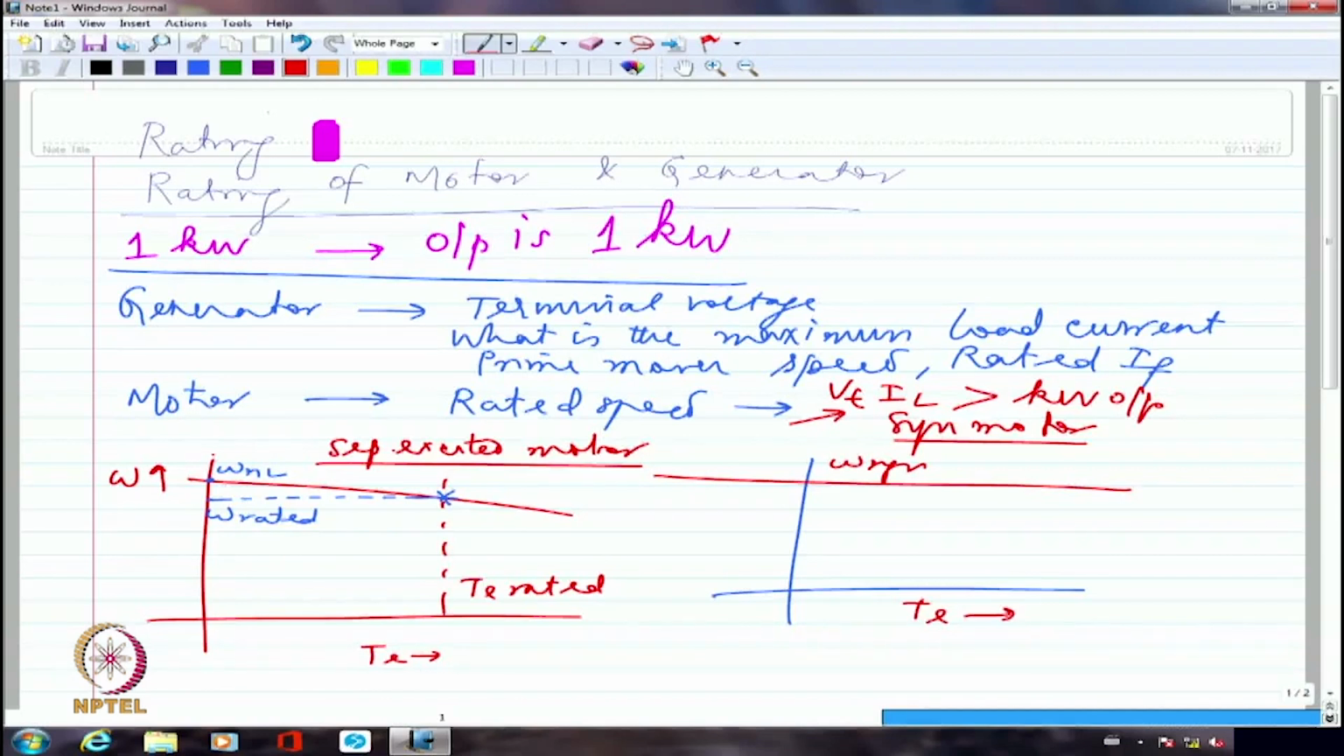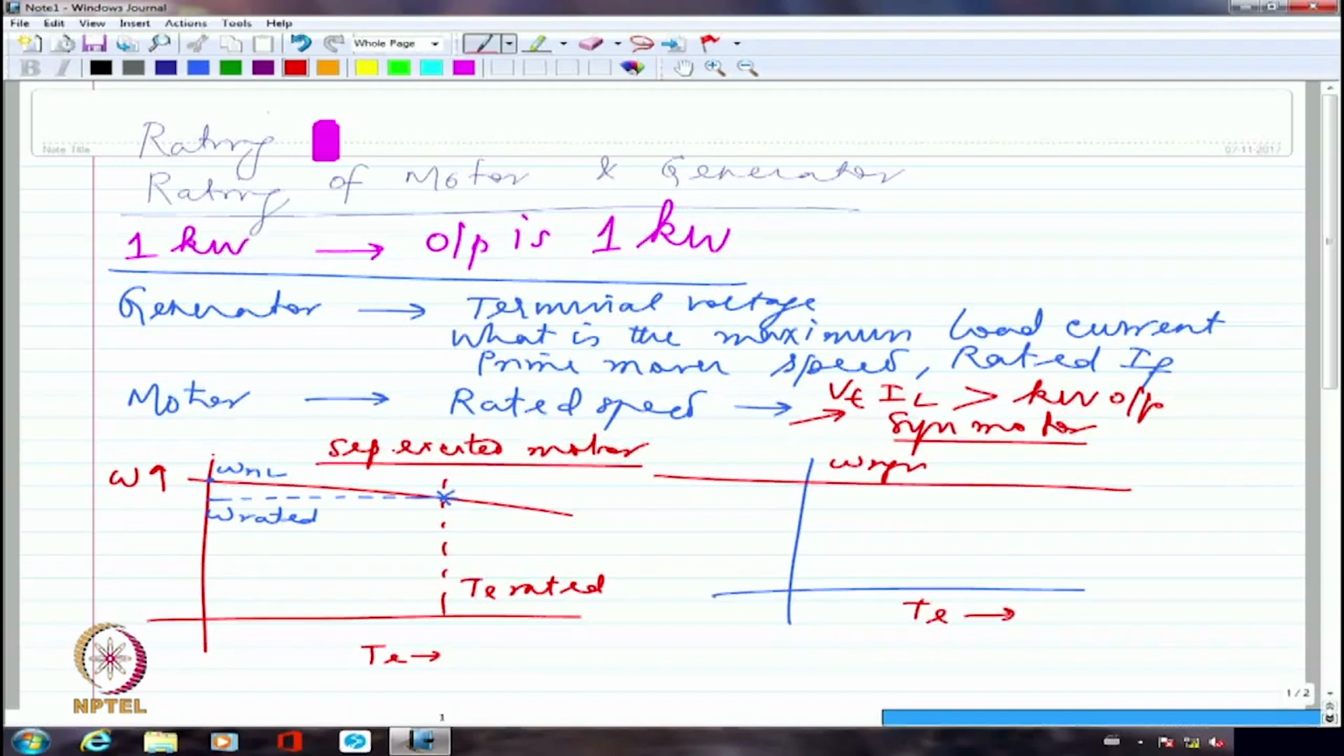Power output and power developed are not the same, because power developed in a DC motor will be EB multiplied by IA. What you are giving is VT multiplied by IA as far as the armature is concerned. VT multiplied by IA, you are subtracting IA square RA, which is the armature resistance drop. So that dissipation is gone. You can't do anything. So what is left over is EB multiplied by IA. That is the power developed.